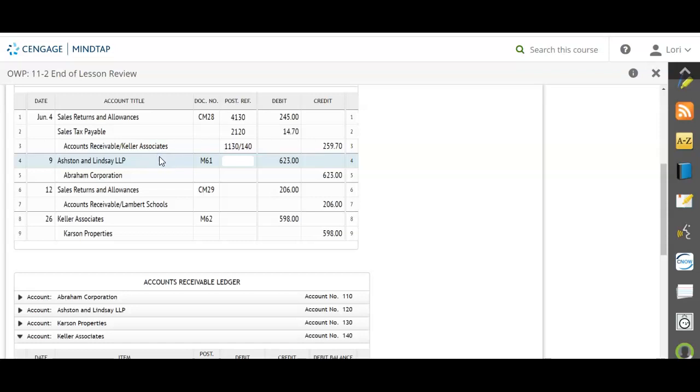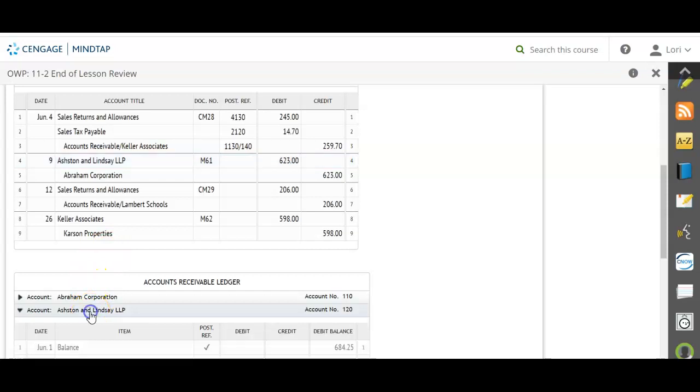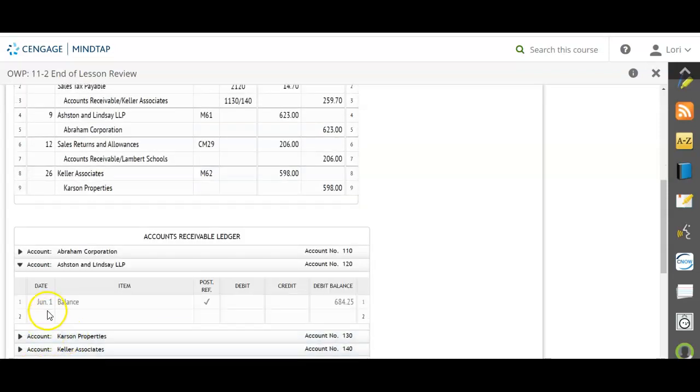We'll do the one on the 9th, and then you guys can do the rest of the posting on your own. So we're going right here to Ashton. It's the 9th. It's G12. We are going to debit for $623. So we're going to add those two because a debit and a debit adds. So 684.25 plus 623 even is 1,307.25. 120 goes right here.